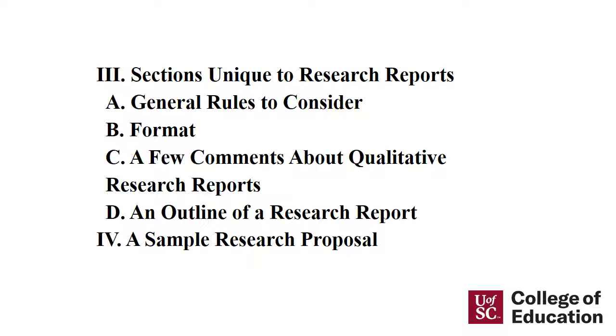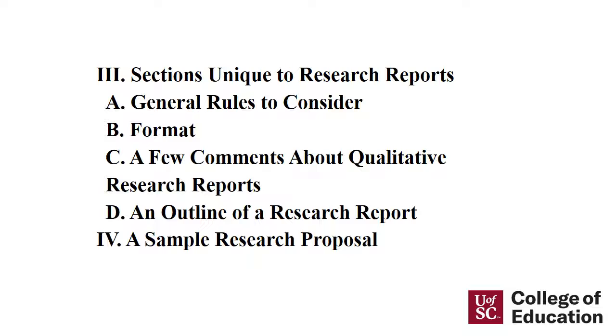A. General rules to consider. A research report should be written as clearly and concisely as possible. If at all possible, jargon is to be avoided. A style manual should be consulted before beginning the report. A good source, recommended by most journal editors and used by many researchers when preparing their research reports, is the publication manual of the American Psychological Association.